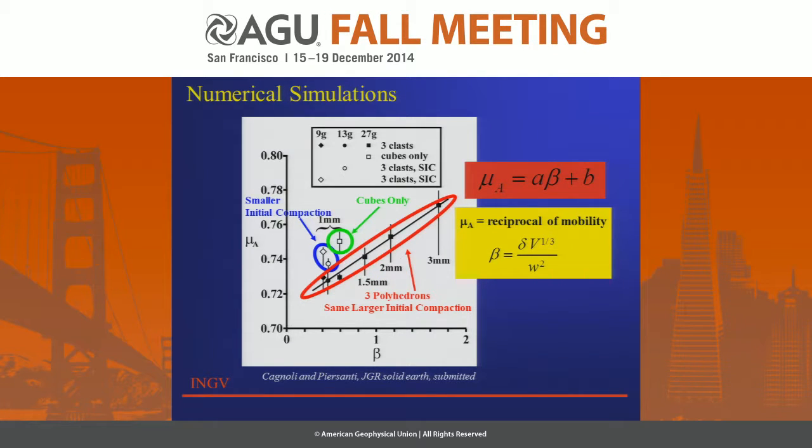The numerical simulations provide an independent confirmation of the linear relationship. And you see here that only the flows with 3 polyhedrons and the same larger initial compaction plot along the straight line. And initial means before release, when behind the gate. I'm talking about the granular mass before release behind the gate. If I decrease the initial compaction, the mobility decreases. Similarly, a flow of only cubes, for example, has a smaller mobility than a flow with 3 polyhedrons and all the other features the same.